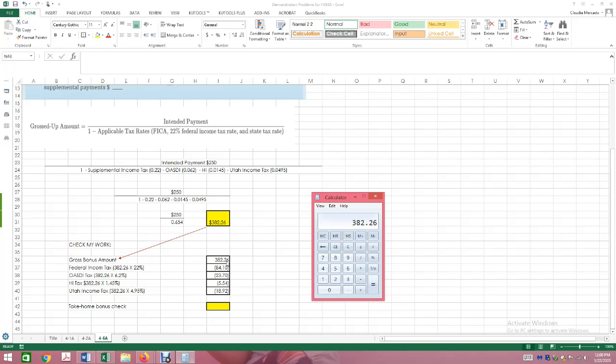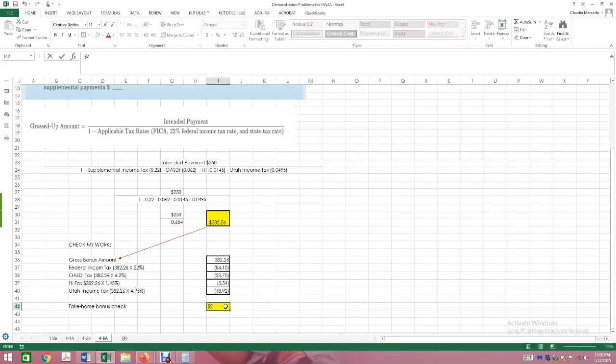So I'm going to get my gross amount of $382.26, and I'm going to subtract all of my different taxes: $84.10, $23.70, $5.54, and $18.92, and that leaves me $250. Hooray! That is the amount that I want to cut my employees a check for, $250. So I confirm that my calculation that I did over here in my formula was correct. I double checked my taxes. All of the calculations are provided here. That way I could confirm that the amount that I had calculated would yield me my $250 bonus.